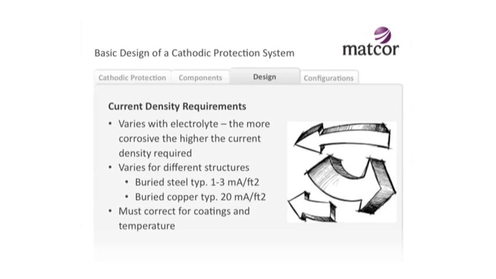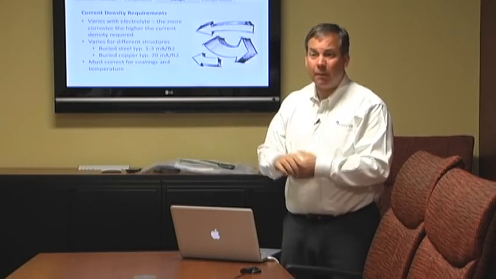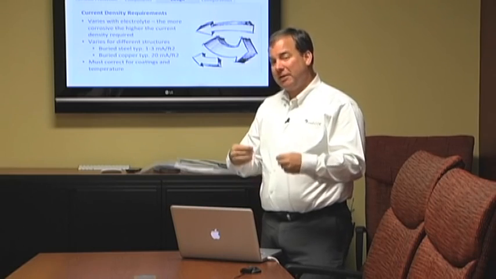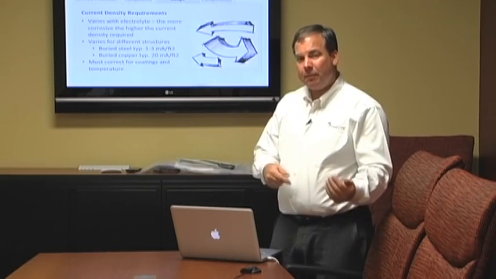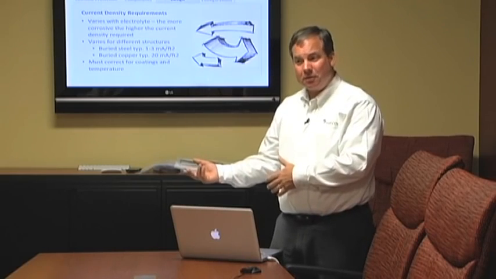Remember I mentioned copper really loves current. You can throw a lot of current onto copper. To protect steel, it takes about 1 milliamp per square foot. To protect copper, it takes about 20 milliamp per square foot. 20 times as much current, because copper loves current. Now, often we don't really care about protecting copper, but if the copper's in the same circuit as the steel, I've got to protect it to be able to protect the steel.